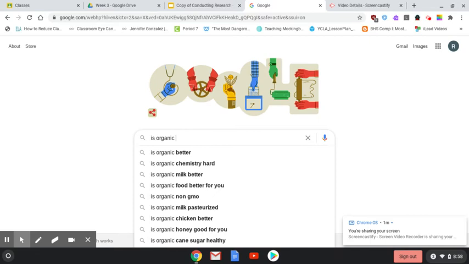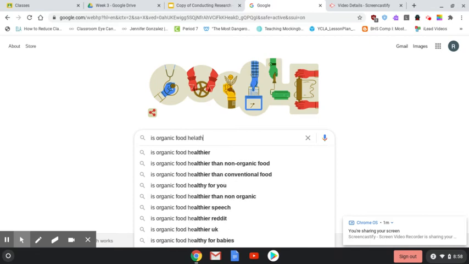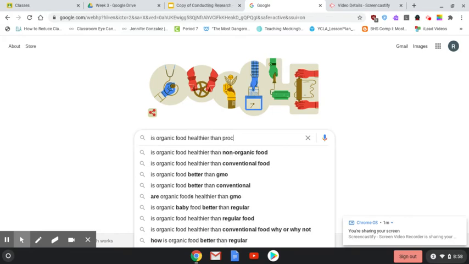Is organic food healthier than processed food?